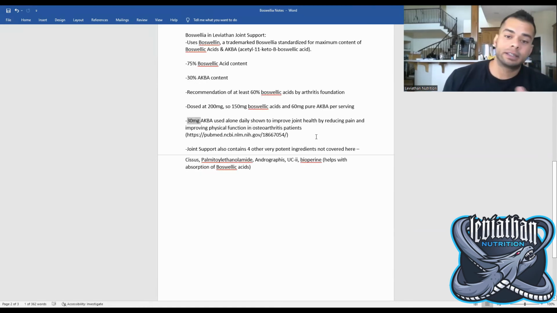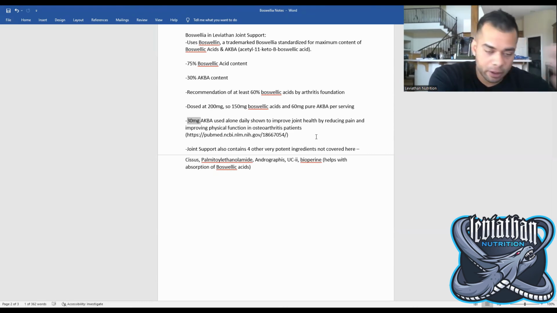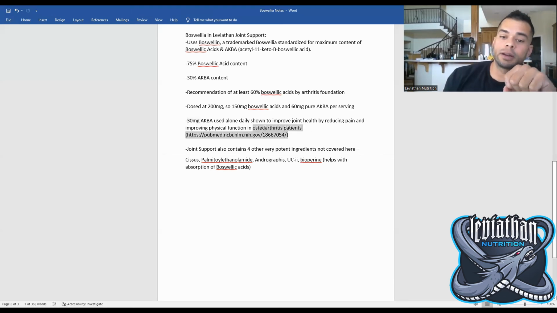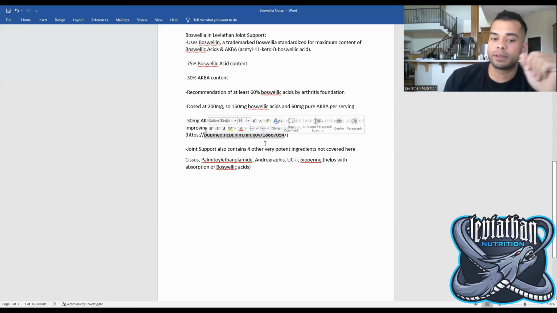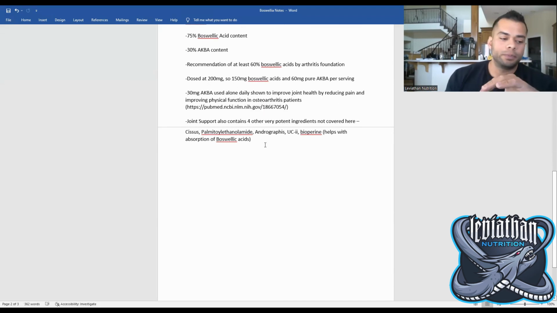Now comparing this 60 milligrams of pure AKBA that you get in Joint Support, how does it compare to studies? We have a study here where 30 milligrams of AKBA used daily alone, without the other boswellic acids, without all the other ingredients that we have in here, was able to improve joint health by reducing pain and improving physical function in osteoarthritis patients. And there's a link right there if you want to see it. So lots of benefits for AKBA.